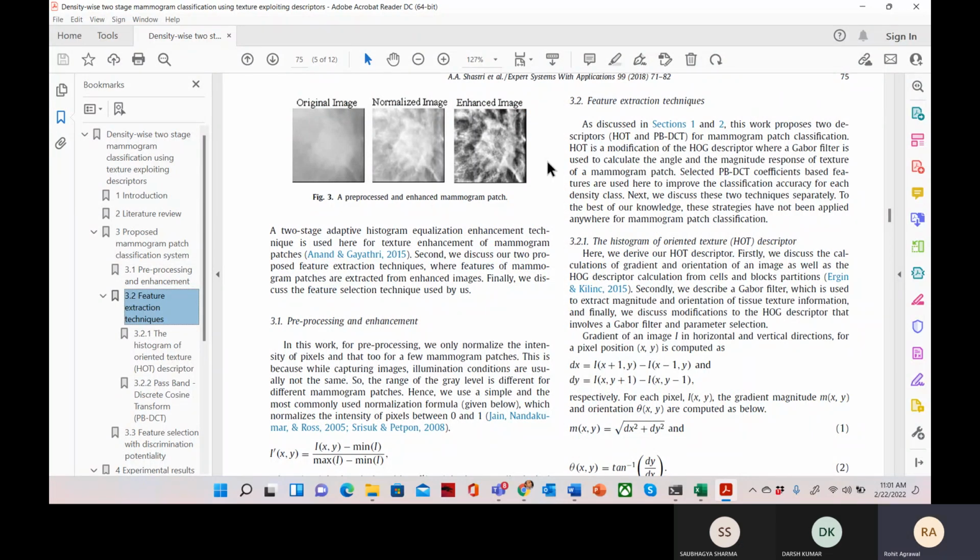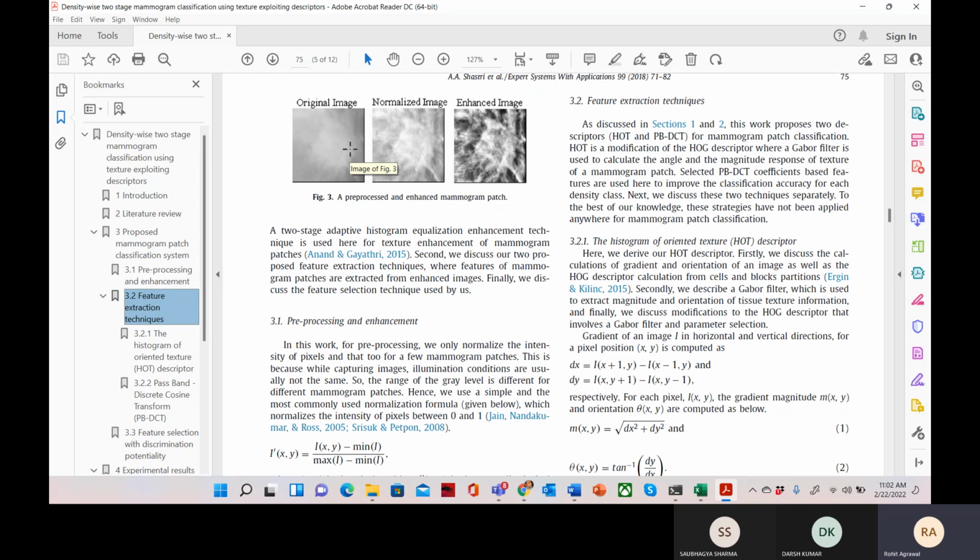In this paper, the author is working on mammogram classification, that means classifying whether the mammograms are benign or malignant. That means the X-ray images are of cancerous or non-cancerous cases. Suppose the size of the image is 128 by 128, so that means 2 to the power 7 into 2 to the power 7, that means 2 to the power 14.